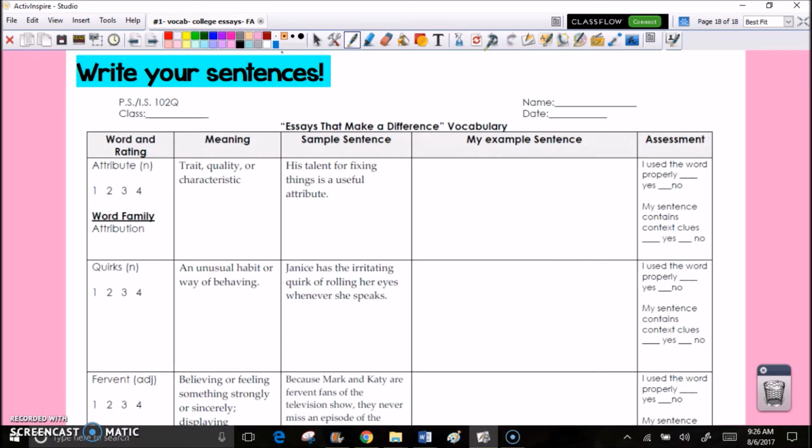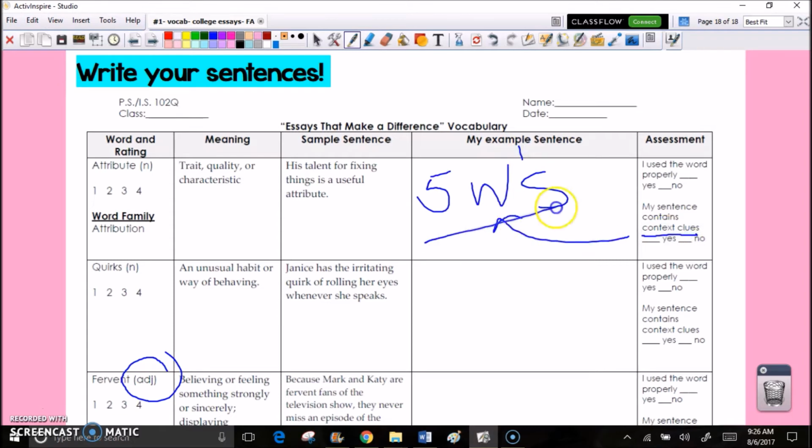All right, so now it's time to write our own example sentences. Remember that when we are writing our own sentences, we want to make sure we use the word correctly. So if the word is an adjective, we want to make sure that our sentence uses the word as an adjective. You can also use other versions of the word. So if within the word family there's a verb version or a noun version, you can use that as well. Make sure that your sentences not only use the word properly, but also contain context clues, which is why you want to think about the 5 W's.